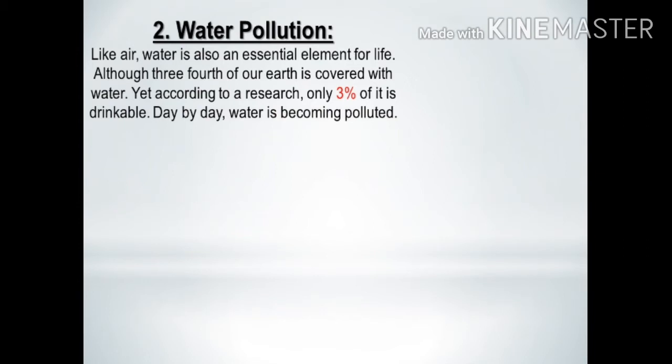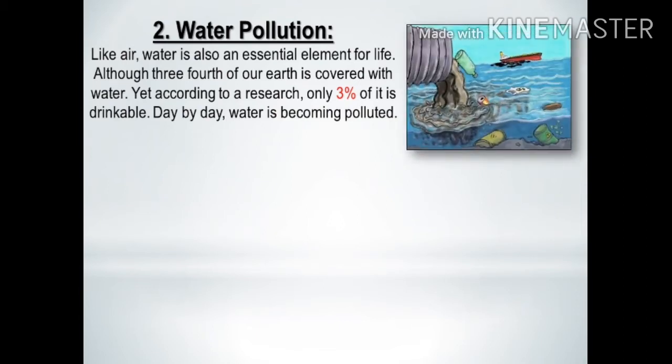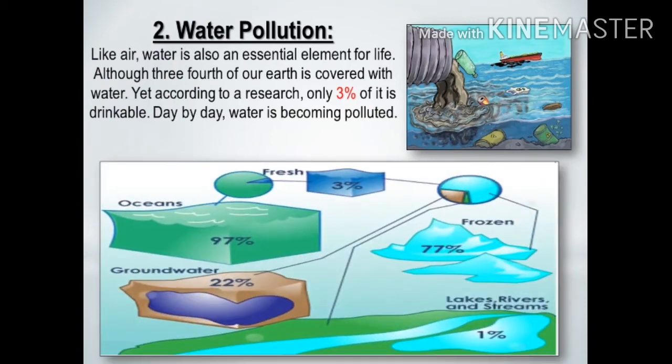Yet, according to our research, only 3% of it is drinkable. Day by day, water is becoming polluted. Students, there are so many causes for why water is getting polluted day by day. But the point is, if our planet Earth is covered with 71% water, how is it possible that only 3% of its water is drinkable?